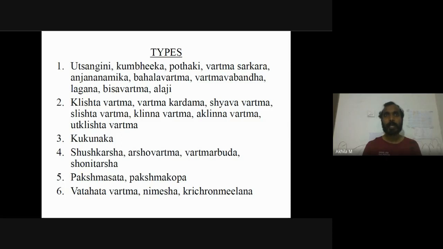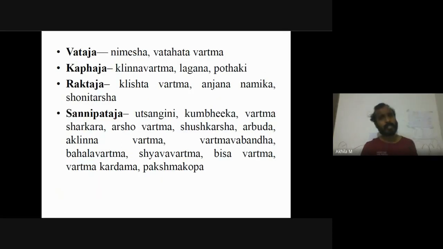Okay. So according to Vata, the conditions are Nimesha, Vata Kada Vartma. Then Kaphaja Dosha, Pradina Vartma, Lagana, Podagi is also there, Tekta, the condition Krishta Vartma, Anjana Namika, Shonidarsha also there, and remaining all the Sannipataja Vyadhi is also there. So 21 Rogas are there according to Sushrutacharya, 24 Rogas are there according to Vagbhatacharya.